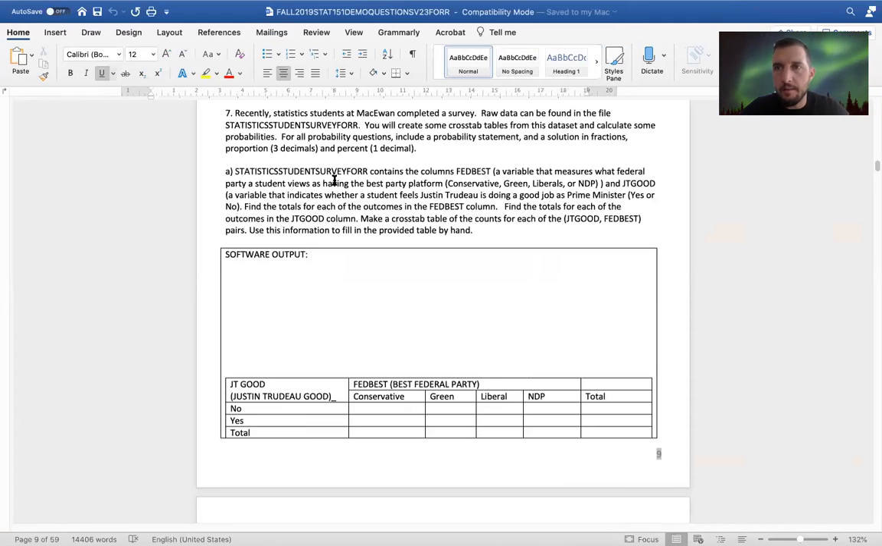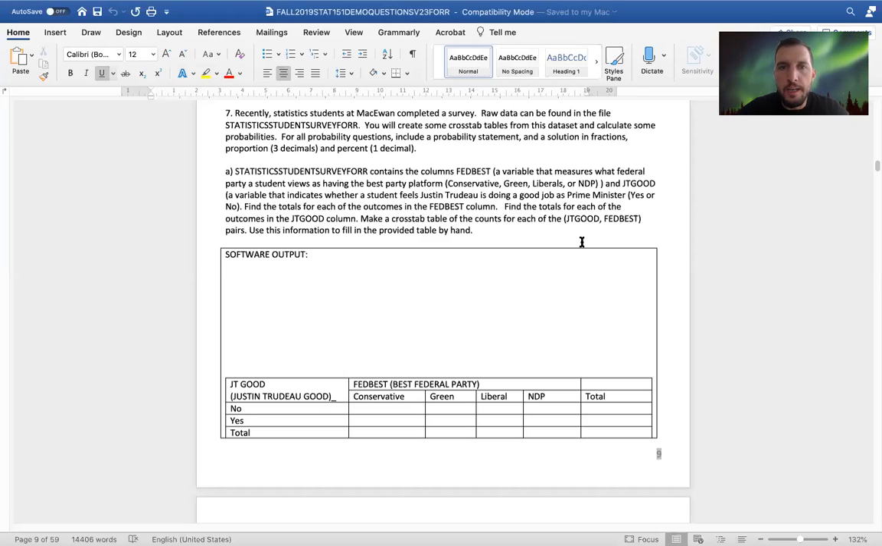In the data set statistics student survey for R, there are columns Fed best, a variable that measures which federal party a student views as having the best platform: Conservative, Green, Liberal, or NDP. So we have 4 outcomes in Fed best. It's a qualitative variable. Then we have JT good, our second variable, which indicates whether a student feels Justin Trudeau is doing a good job as prime minister, yes or no. So we have a qualitative variable with 2 outcomes on JT good. 4 for Fed best, 2 for JT good.